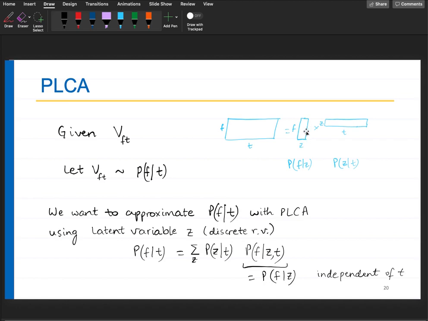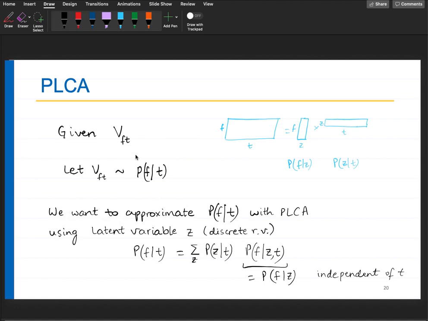And you want to break it down into F cross Z, Z cross T, where Z is a small number, right? Everything is a discrete random variable. I mean to say Z is a discrete random variable here. Similarly, F can take discrete values, T can take discrete values.